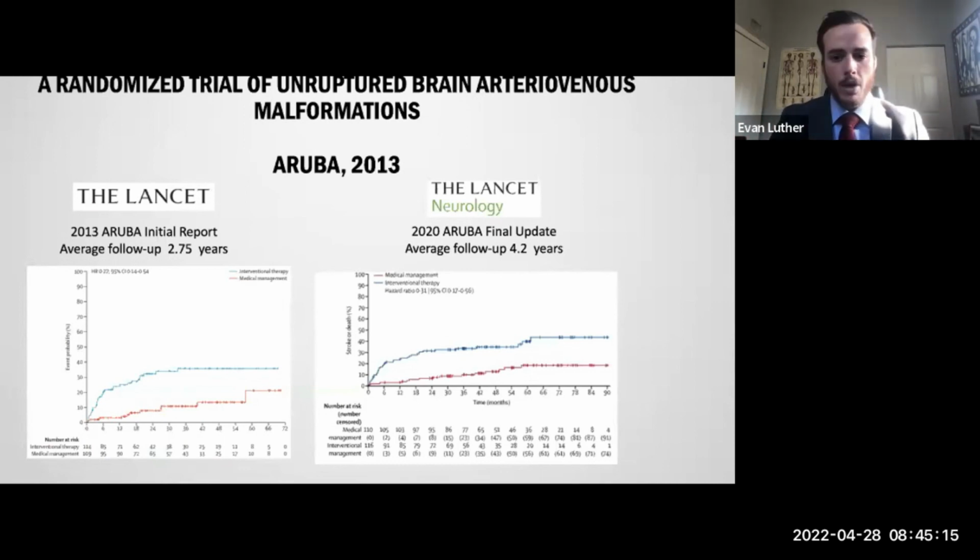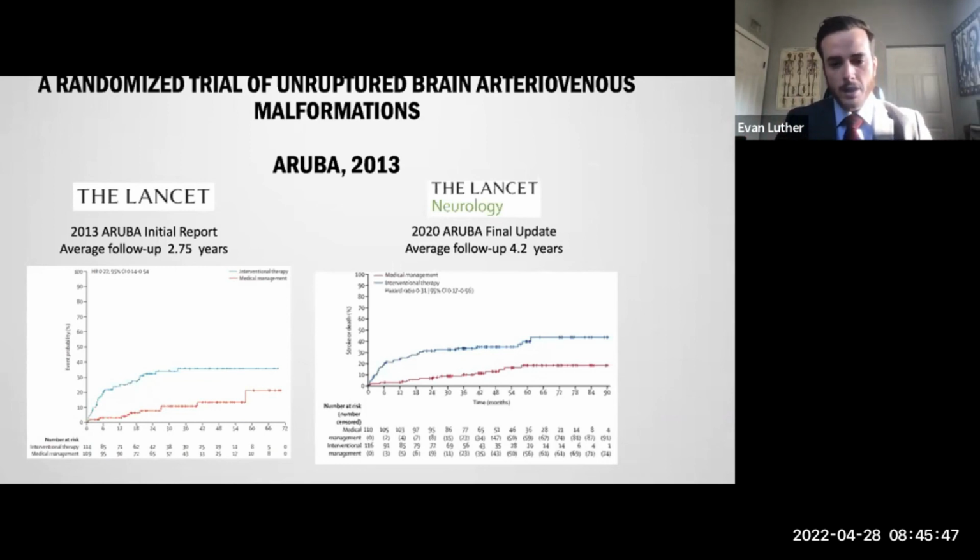There were about 220 patients with unruptured AVMs that were enrolled. There were 114 enrolled to intervention and 109 enrolled to observation. The important distinction here is that the interventional arm included any treatment deemed appropriate by the local ARUBA investigator to achieve complete obliteration. That doesn't mean that they had to achieve complete obliteration. It just means that the physician enrolling the patient thought that the treatment may lead to complete obliteration.